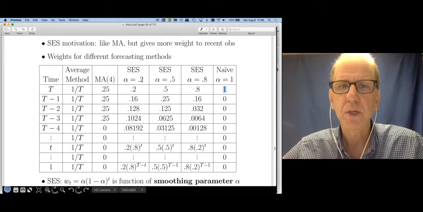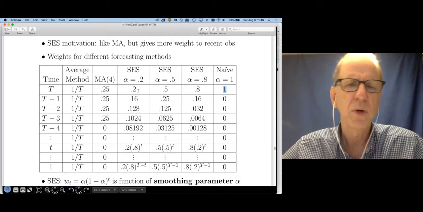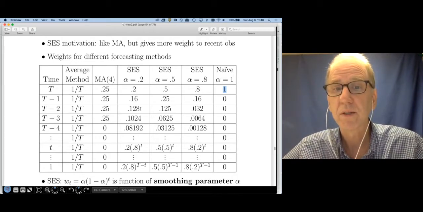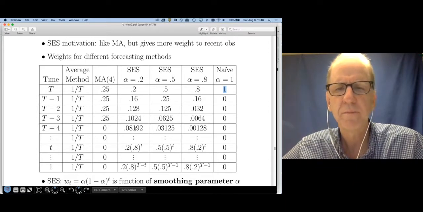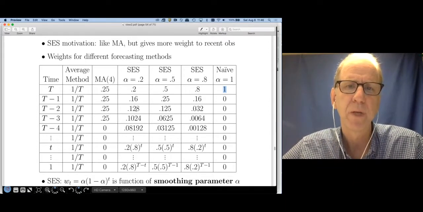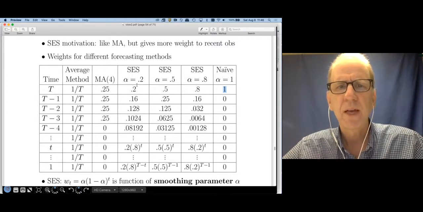Alternatively, I could pick a much smaller value of alpha, and then the weights are a little more evenly distributed. So this month gets weight 0.2, last month 0.16, and when we go 5 periods back, we're still giving it about 8% of the weight. All right, so that's the whole idea.